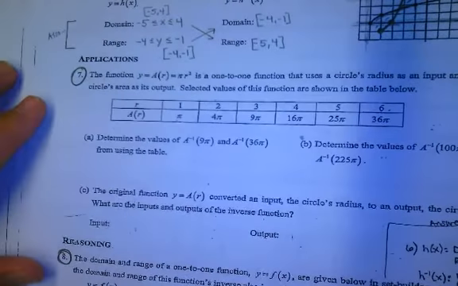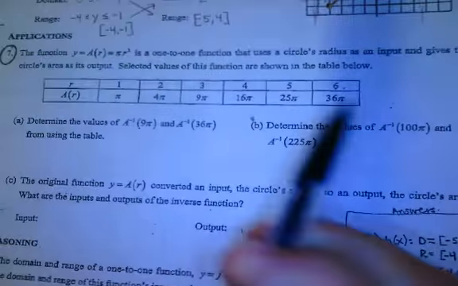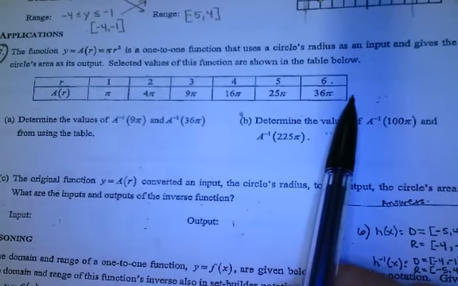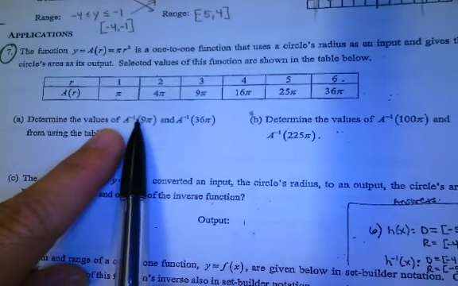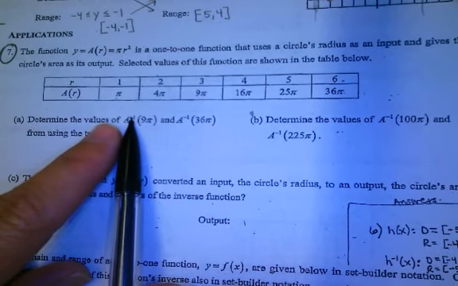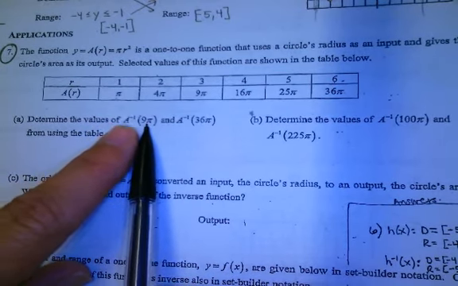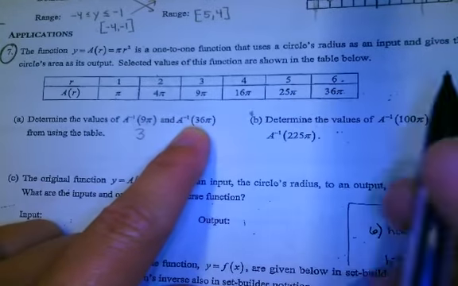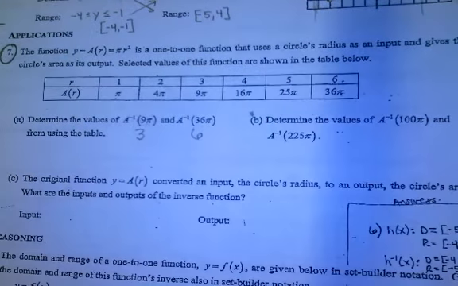Okay, number 7 gives us, that's actually the area of a circle formula in a chart. And we have up until a radius of 6 and then all of our corresponding areas. So determine the values of A inverse of 9 pi. So remember, A inverse, that's a y of your original. So you go to 9 pi and the answer is 3. And A inverse of 36 pi, go to 36 pi, back to 6.